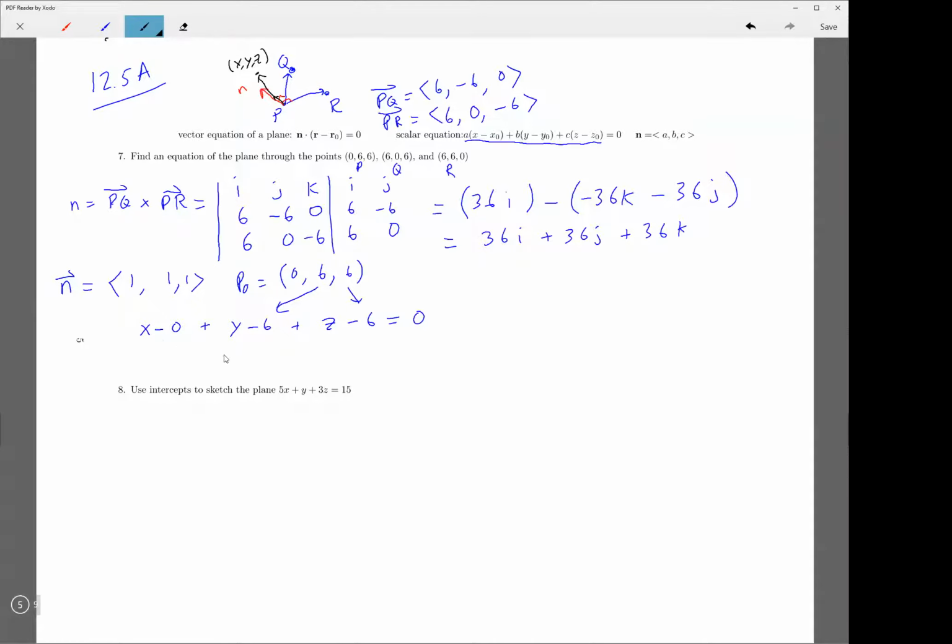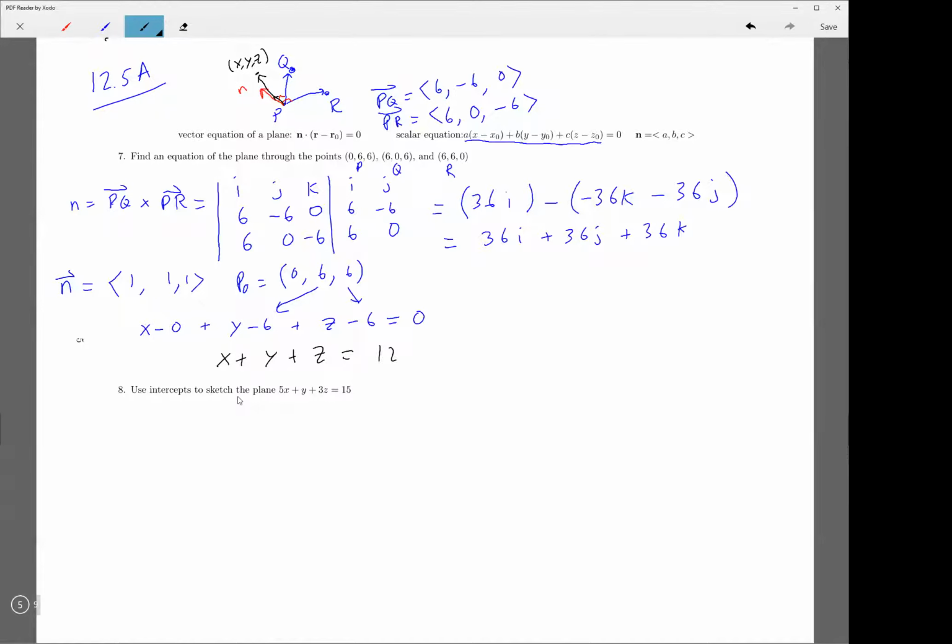So we have 2 minus 6's, so we just get x plus y plus z equals 12. So combine those and take it to the other side, and I think that will do it. Let's see if it accepts that answer. You got it right. Yay. Accepted it. Yay.